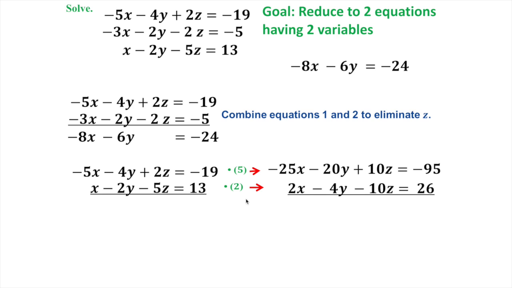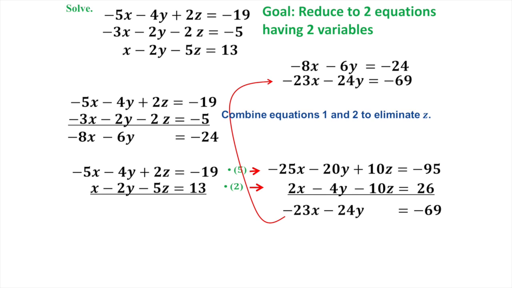Okay, well now if you notice here that I've done that, I can get rid of my z's because I have a positive 10z up top and a negative 10z on bottom. So I'll just add these two together. I add each one of these, negative 25 and 2, gives me negative 23x. This will give me a negative 24y. Of course my z's cancel, that was my goal. And then I have a negative 95 plus 26 gives me negative 69. Alright, so now that I've got that second equation, I'll go ahead and write that right next to this one.